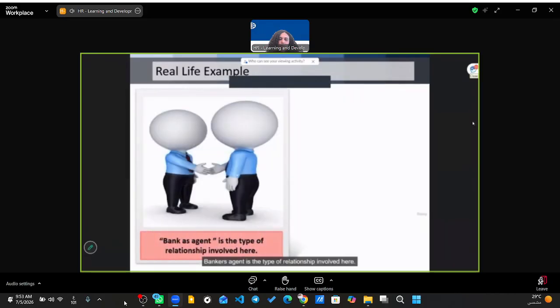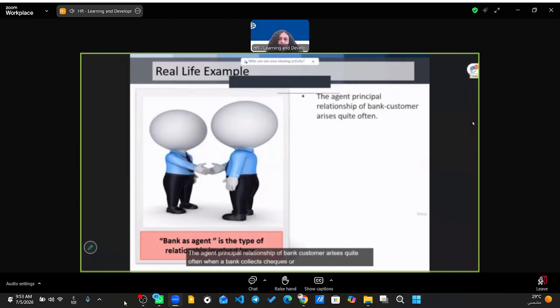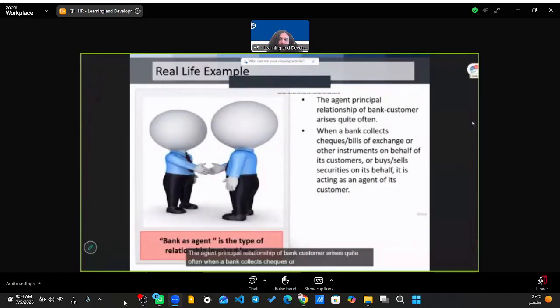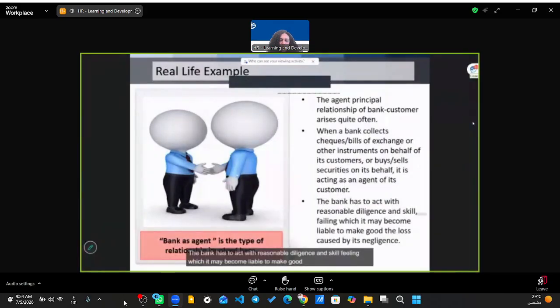Bank as agent is the type of relationship involved here. The agent-principal relationship of bank customer arises quite often. When a bank collects checks or bills of exchange or other instruments on behalf of its customers or buys or sells securities on its behalf, it is acting as an agent of its customer. The bank has to act with reasonable diligence and skill, failing which it may become liable to make good the loss caused by its negligence.